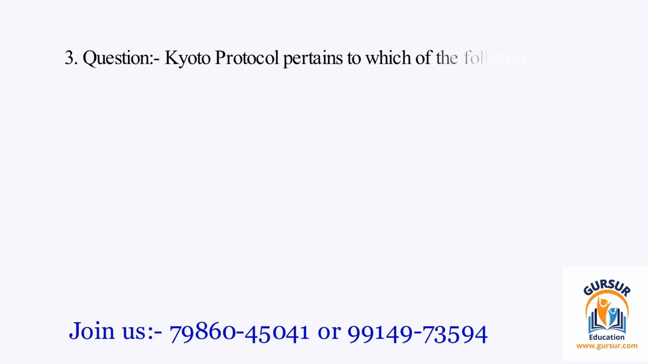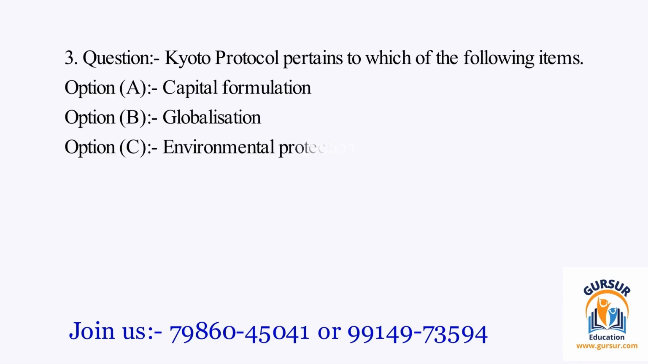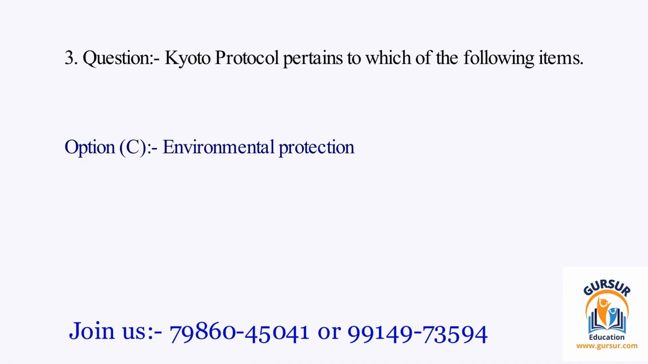Question number 3. Kyoto Protocol pertains to which of the following items? The option A is capital formation. The option B is globalization. The option C is environmental protection. The option D is unemployment reduction. The right answer of the question is option C, and that is environmental protection.